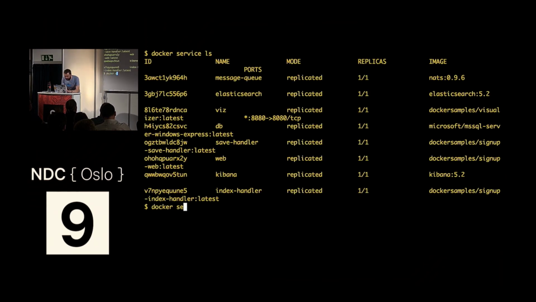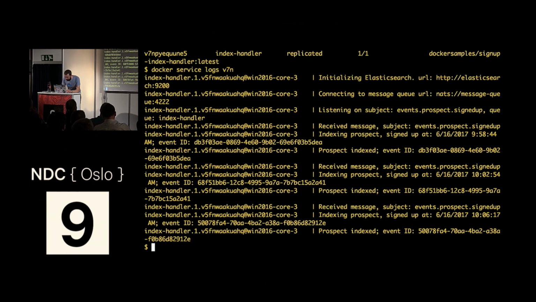So if I look at the service logs for my Elasticsearch handler, which is V7, then it's showing me it's initialized Elasticsearch, connected to the message queue, it's received a message and indexed the prospect. So it tells me all the stuff that it's doing, and there are no error messages in there. So as it happened, it connected when my message queue moved away, and when Elasticsearch moved away, the reconnection logic worked fine. So it doesn't log any errors.